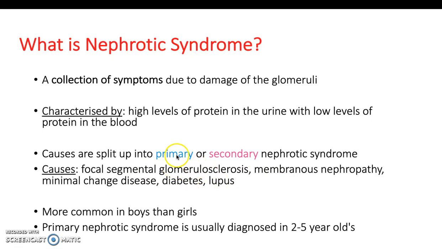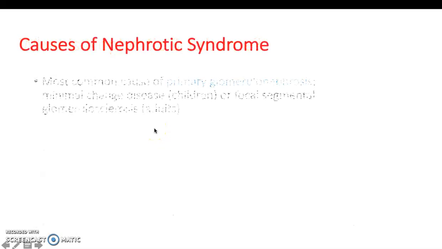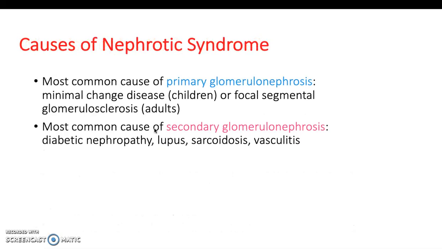Inflammatory damage means the glomeruli are leaky, and proteins larger than 40,000 Daltons, as explained in the past, are let through the glomerulus. These proteins include albumin, antithrombin, and immunoglobulins, so this can result in the symptoms that you'll see. So, causes of nephrotic syndrome: this is a bit about the primary and secondary definitions. And as said, nephrotic syndrome can also be termed glomerulonephrosis.